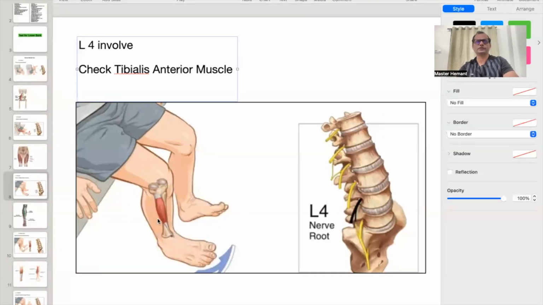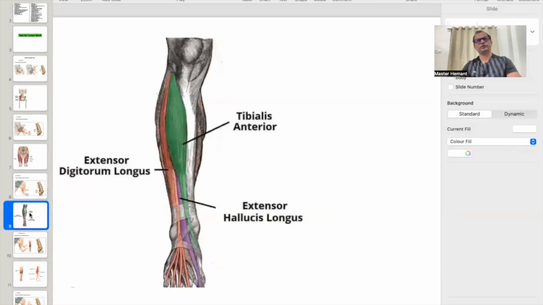Now we can see here the same movement which I told you. First, do the dorsiflexion, then do the inversion. Now this is the involvement of lumbar 4 vertebra. This is the tibialis anterior muscle.